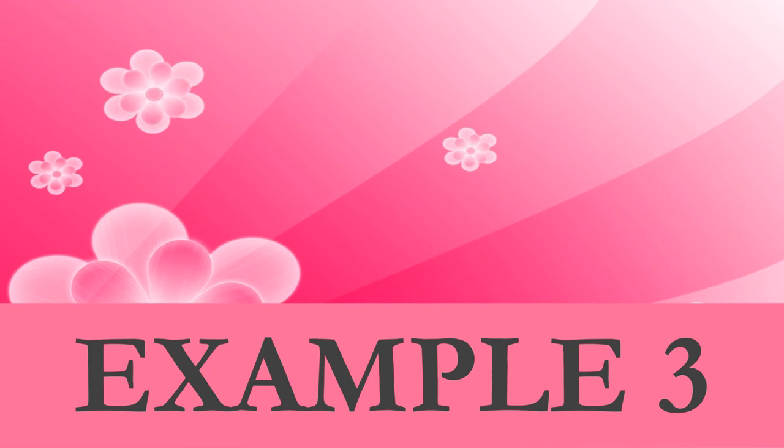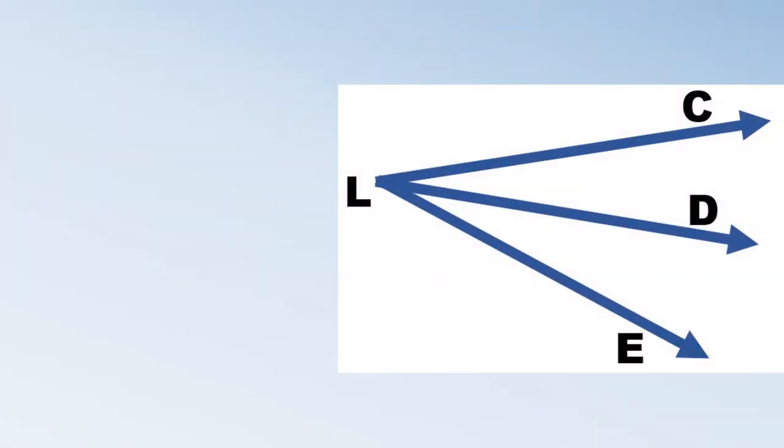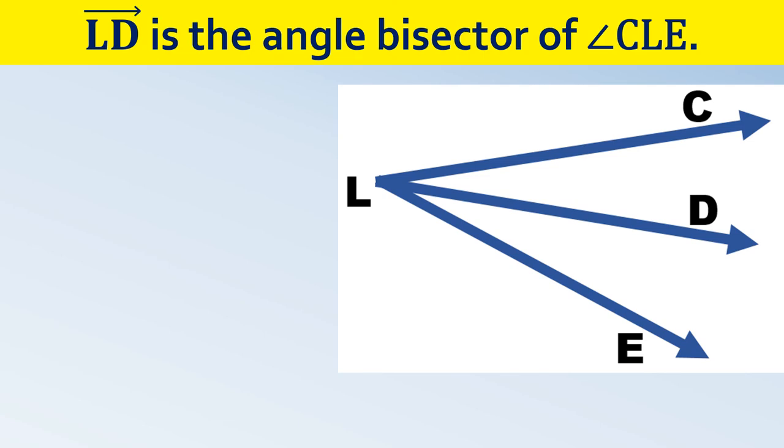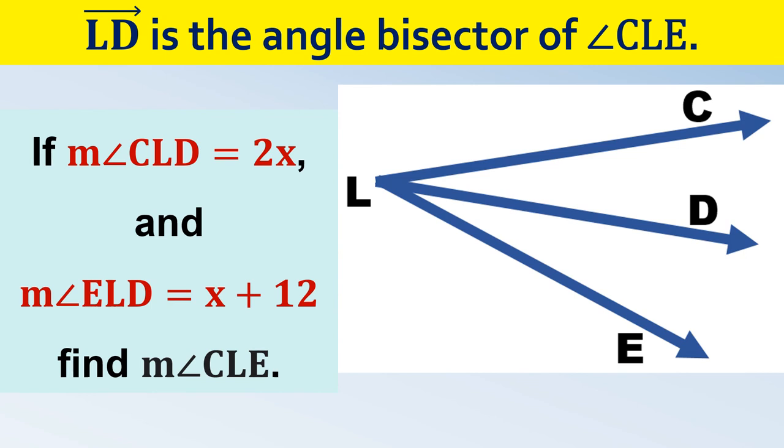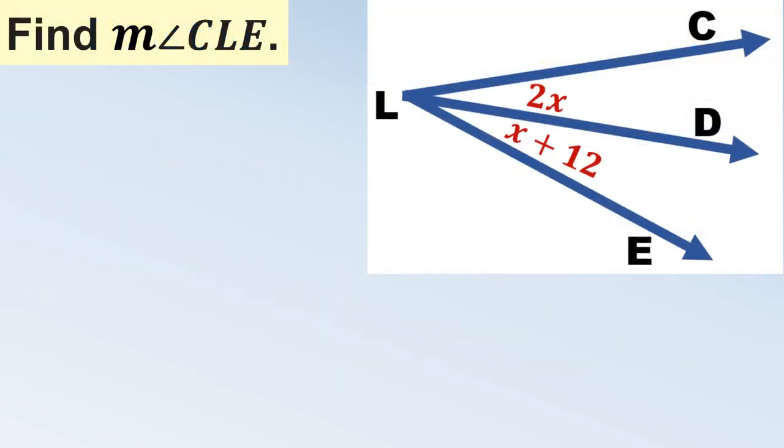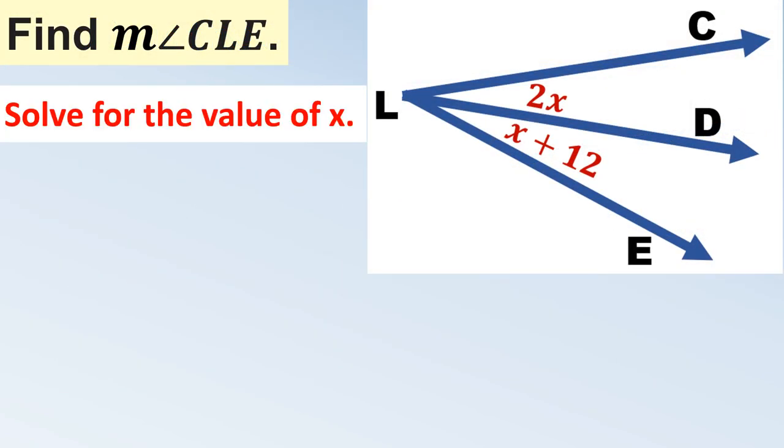Example number 3. So we have the figure, and ray LD is the angle bisector of angle CLE. If the measure of angle CLD is equal to 2x, and the measure of angle ELD is equal to x plus 12, find the measure of angle CLE. So we need to solve for x.